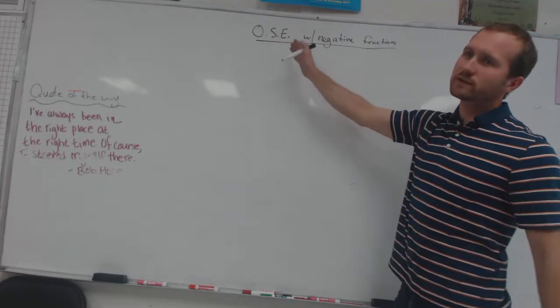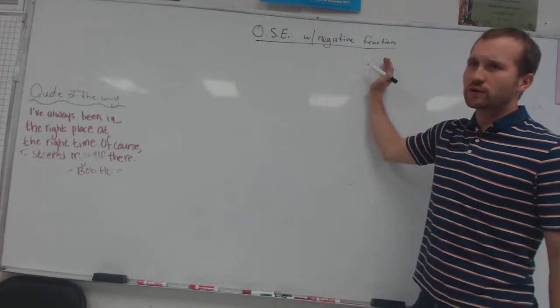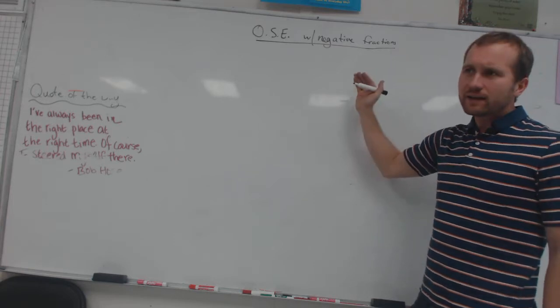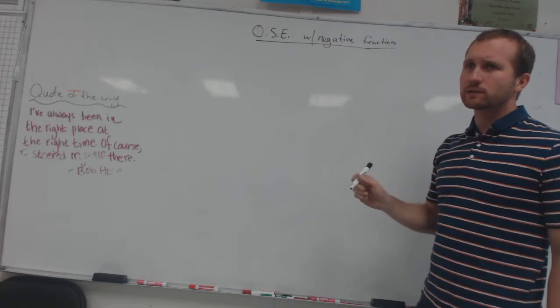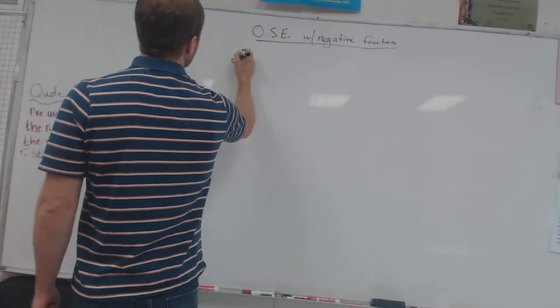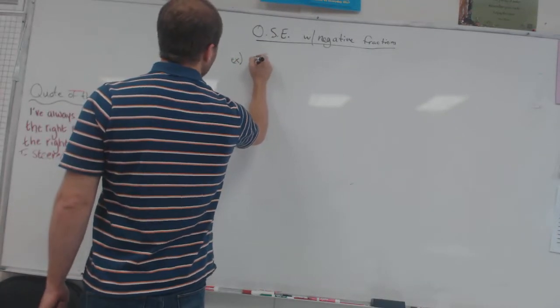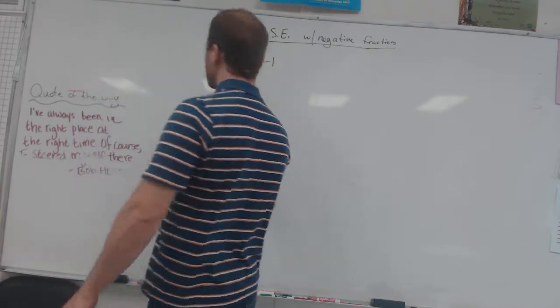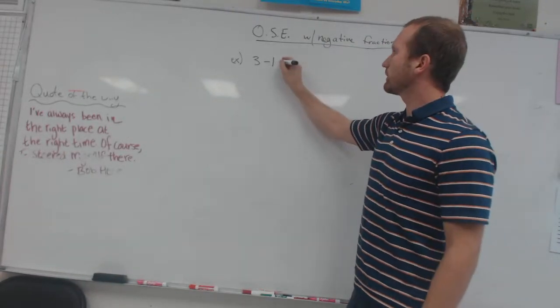One-step equations, OSE, with negative fractions. Now, the key here is going to be remembering how to add and subtract negative numbers. So let's do a few examples of that first. If I had 3 minus 1, what's that equal?